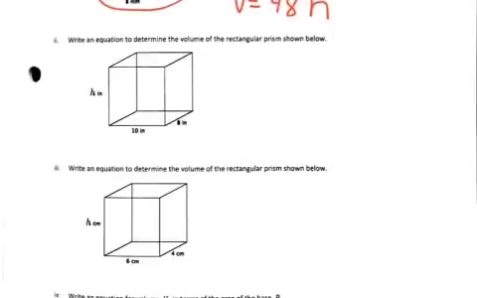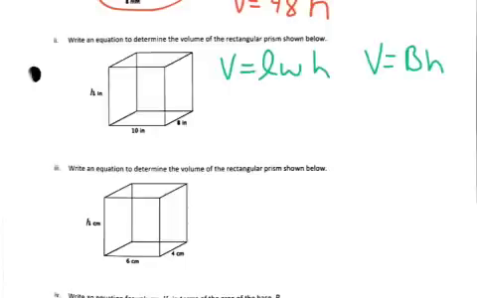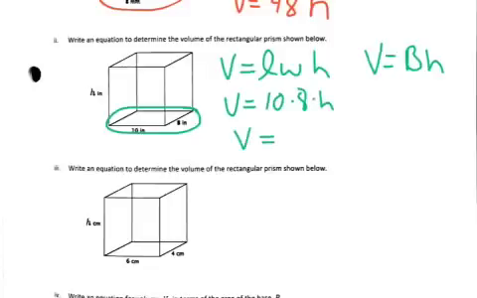Let's take a look at number 2. Again, my volume is going to be my length times my width times my height, which is also my base area times my height. So it's another way of looking at it. You could say volume equals your base times your height. What is our base? Our base is 10 times 8. So volume equals 10 times 8 times h, or volume equals 80h.